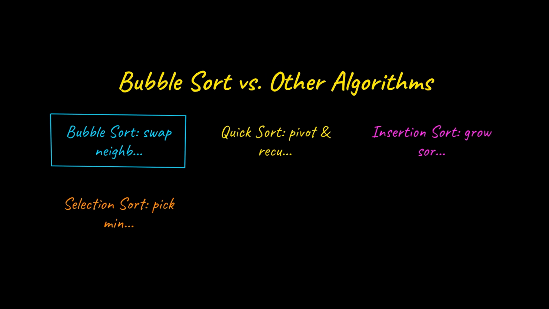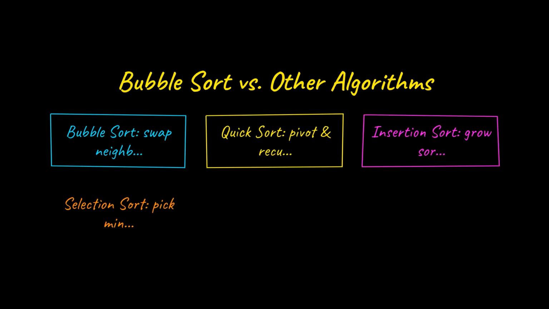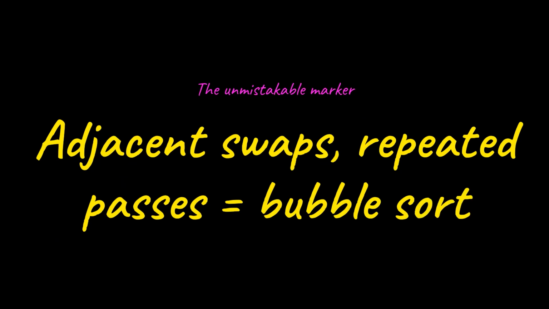It is easy to confuse bubble sort with quick sort, insertion sort, or selection sort. Quick sort partitions around a pivot. Insertion sort grows a sorted region. Selection sort repeatedly picks the minimum. Only bubble sort is defined entirely by swapping adjacent out-of-order neighbors, pass after pass. Whenever you see a routine that compares neighboring elements, swaps them when out of order, and repeats until no swaps are needed, that is bubble sort. Its simplicity makes it the classic first sorting algorithm every programmer meets.